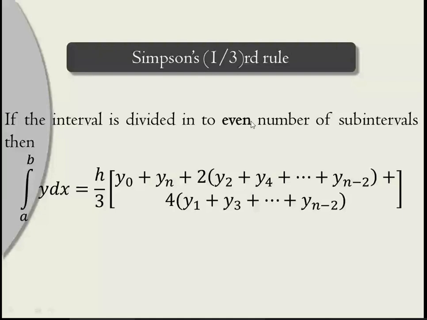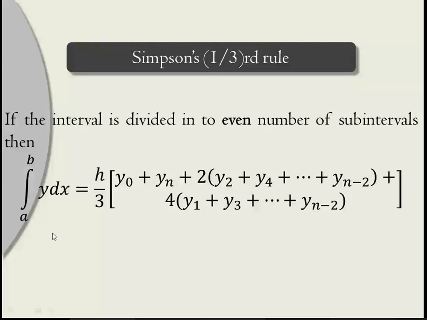There is a restriction for Simpson's rule. The subintervals must be even in number, n must be even. For the trapezoidal rule, there is no such condition. n may be even or odd, no problem. But for Simpson's rule, the subintervals must be even. Now we'll take a problem and see how to make use of this simple formula to solve any complicated integration.